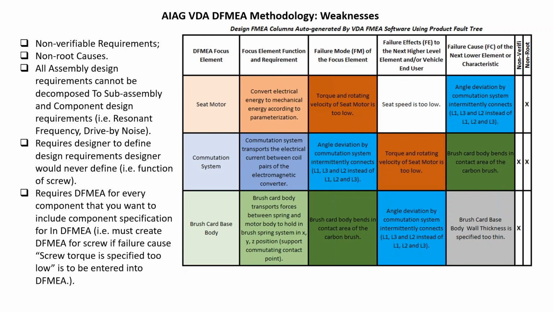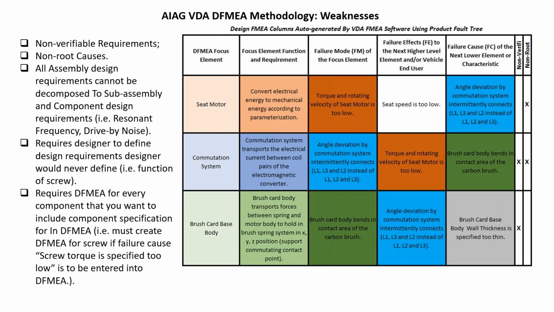And one of the things you see in all of these, and a perfect example of it is the AIAG-VDA manual. Another perfect example is the 2012 VDA manual, or if you can get your hands on the 1996 VDA manual, you will see examples of design FMEAs that do not have verifiable requirements. Here, if we look, this is a verifiable requirement. We have to convert the electrical energy to mechanical energy according to a certain parameterization. We have numbers and we can verify against those numbers. These next two are just statements. Commutation system transport the electrical current. Brush card body, that tells me what it does. It doesn't give me acceptance criteria for proving that my design works.